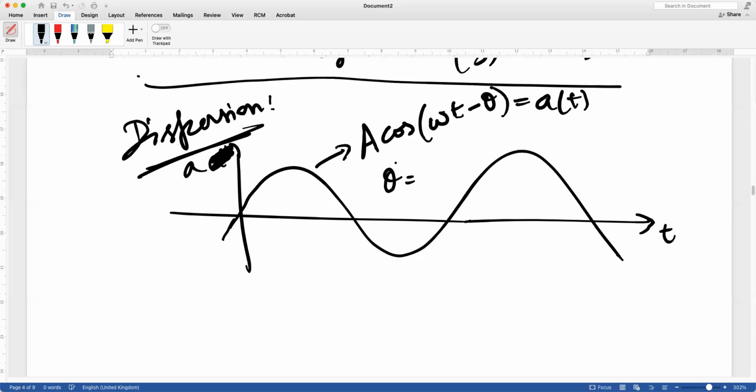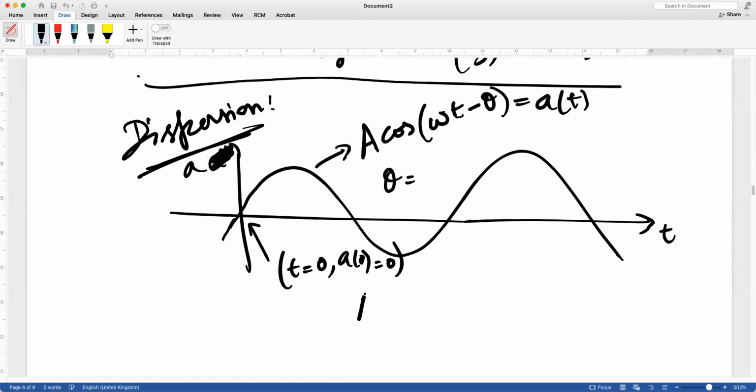The function says a times cos of omega t minus theta. But the diagram looks like a sine wave. Then how to extract the theta? When time t equals 0, it looks like a sine wave, but we can use the information: at t equal to 0, a of 0 is 0. Okay, we can plug it in. That will help solve the problem.